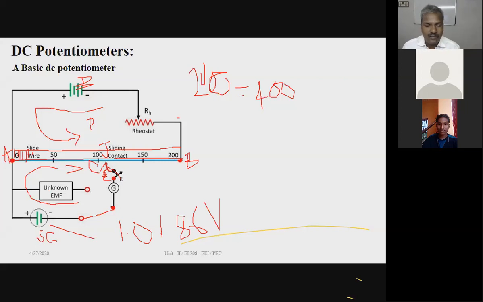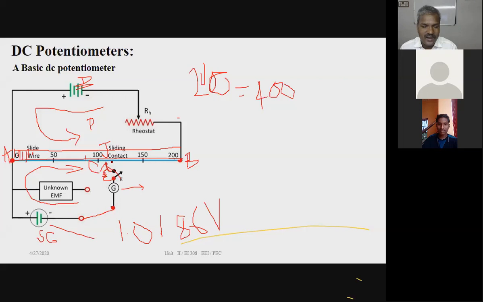Before closing this key K, we should move the jockey. After the standard cell is connected, we should move the jockey and find the tentative place where the galvanometer shows zero deflection. Understand or not? Because if we directly connect the jockey, this standard cell current will affect the slide wire contact. There will be a burn or a short.